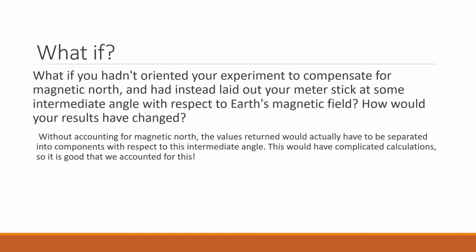What if we hadn't oriented our experiment to compensate for magnetic north and instead laid out our meter stick at some intermediate angle? Then we would have true magnetic north pointing this way, and the meter stick pointing this way, and we would have to separate our values into components based off of this unknown angle theta. It's a sort of complicated calculation, so it's really good that we accounted for this.